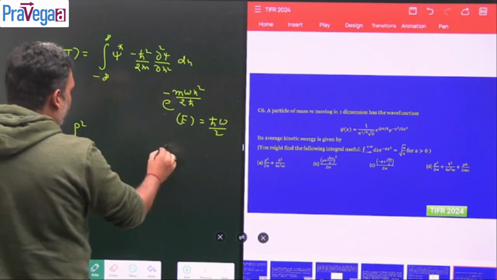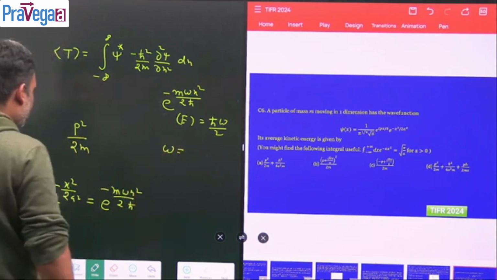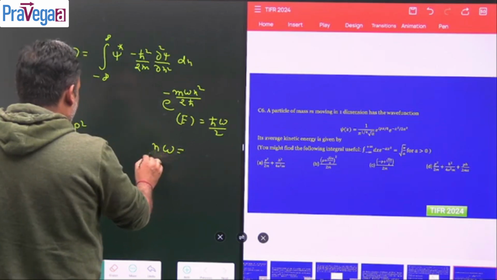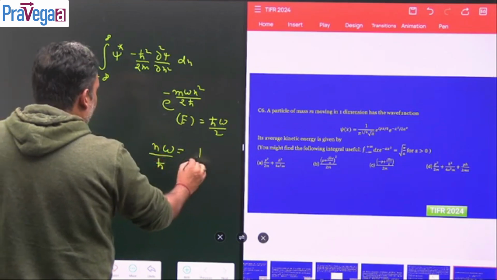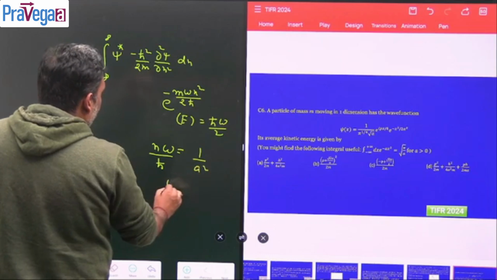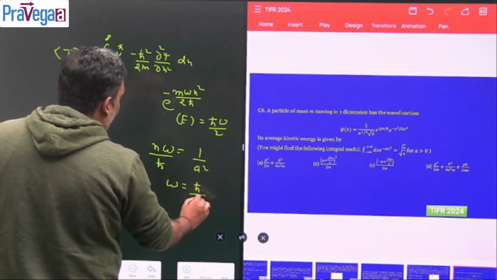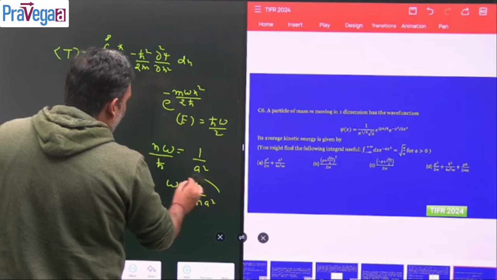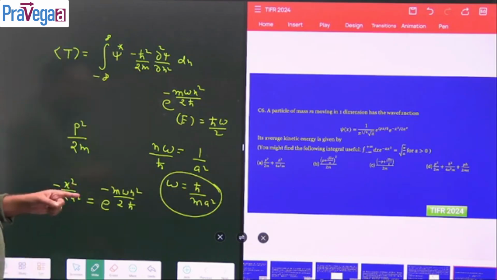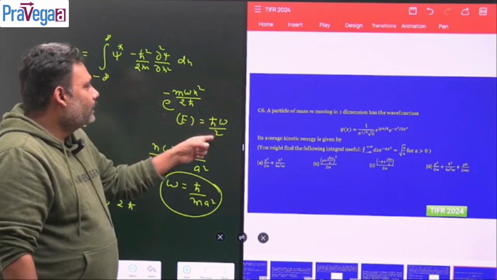So what is the value of omega? We can get the value of omega by comparing: m omega upon h cut is 1 upon a square. So omega is h cut upon m a square. So this is my omega. And what will be the total energy? The total energy is h cut omega by 2.